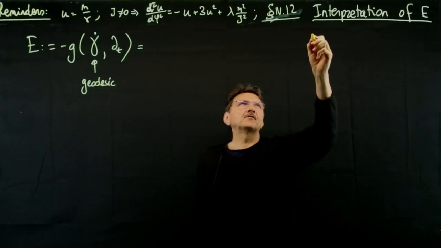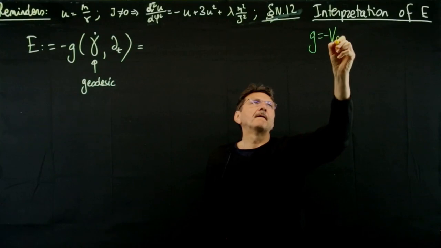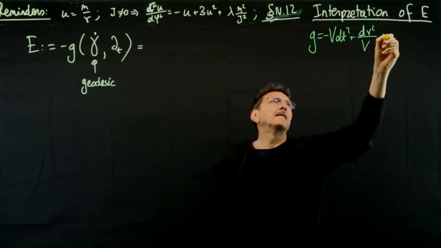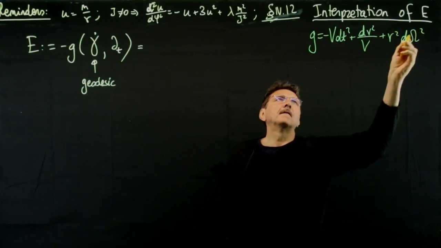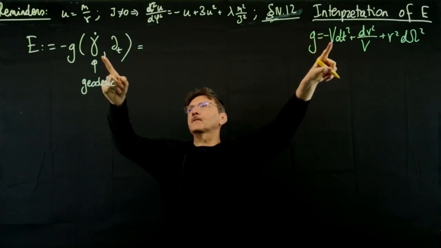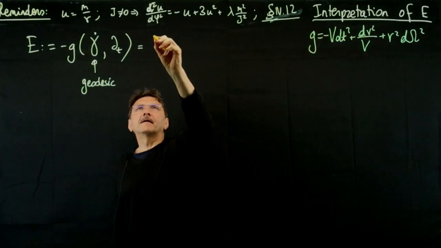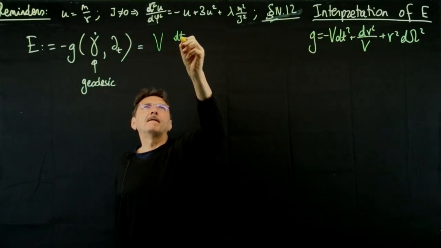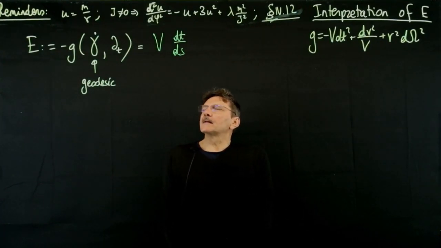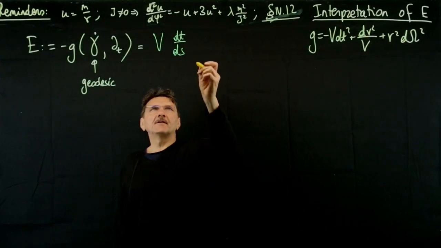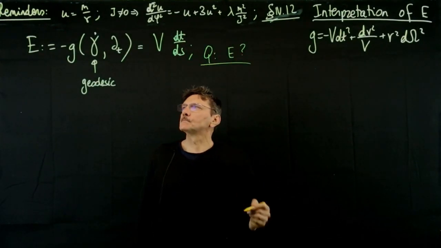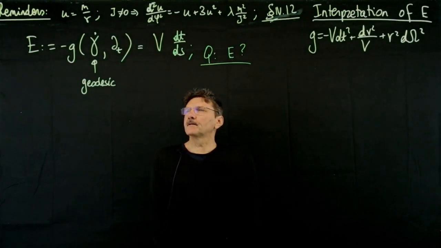Well, we're taking the Schwarzschild metric, so let me just write it again. Minus v dt squared plus... So I take the scalar product with dt. There's only v which comes in with a minus. Cancel this minus. I get v dt over ds. And so the question is, what is E? How should we understand it?